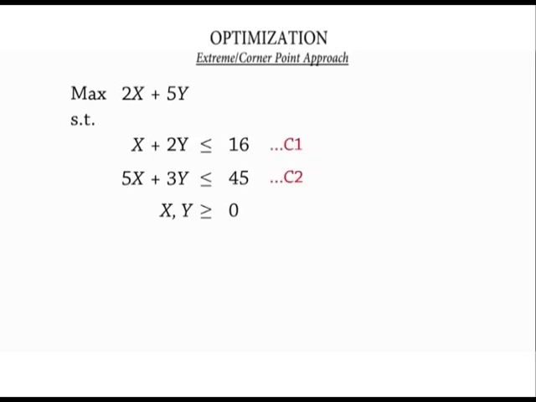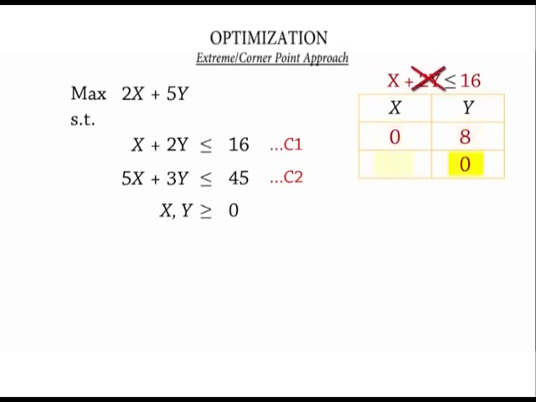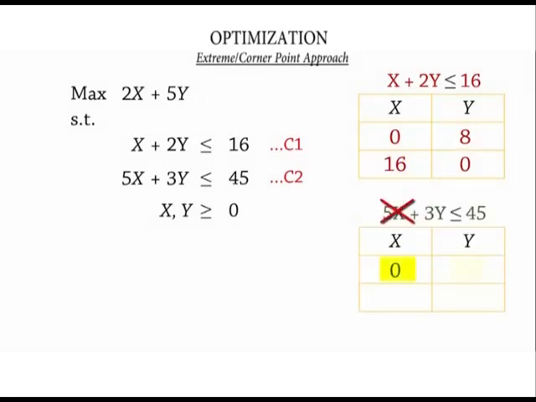The 2x plus 5y is the objective function, which we want to maximize. These two are the constraints or restrictions on how to attain the objective. We can label them C1 and C2. These two are the non-negativity constraints. To solve these as usual, we first find the points for the lines that satisfy the constraints. For C1, when x is 0, y will be 8. And when y is 0, x is 16. For the second constraint, when x is 0, y will be 15, and when y is 0, x will be 9.